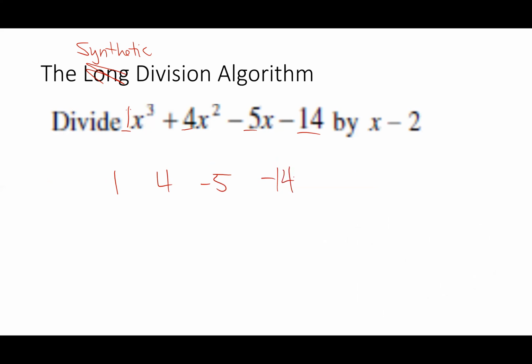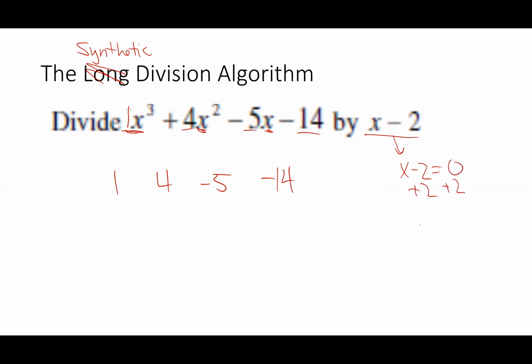Okay, so I need to make sure the polynomial is written in standard form, where you've got like x cubed, then x squared, then x, then constant. If I don't see a term there, I need to make sure that there's a 0 in that place. We'll talk about that. So now what I'm going to do is I'm going to take my divisor and set that equal to 0.